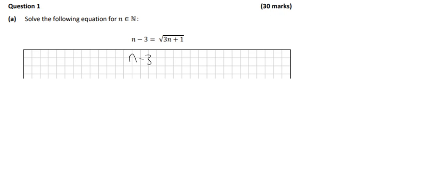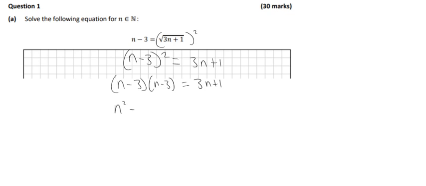So I'm going to do n minus 3 squared, and when I square this side here, it just removes the square root, so we're just left with 3n plus 1. Square out this, we get n minus 3, n minus 3. Now, whatever way you square out the double brackets, you should get n squared minus 6n plus 9 eventually when you simplify it. There are different ways of squaring out double brackets. So equals 3n plus 1.